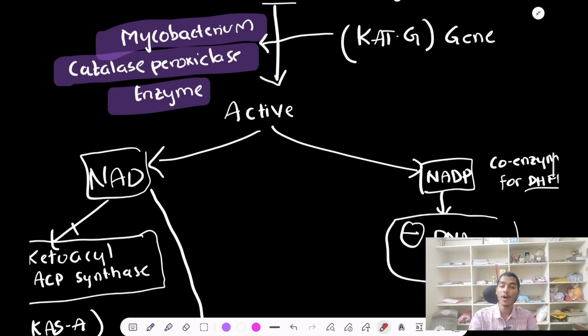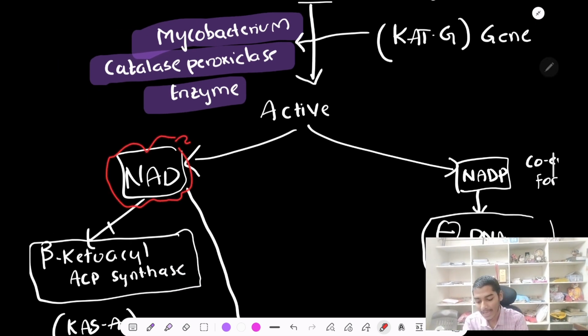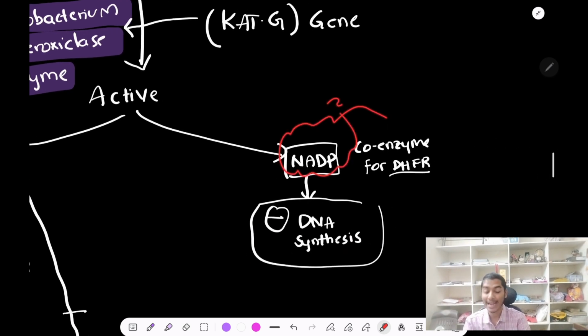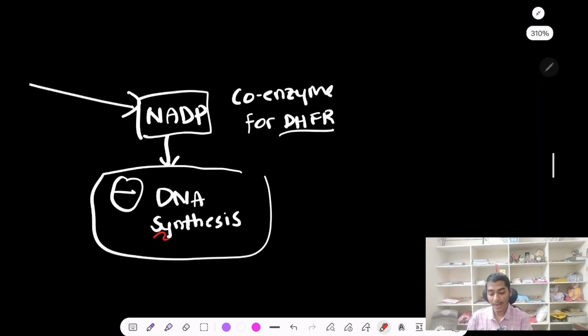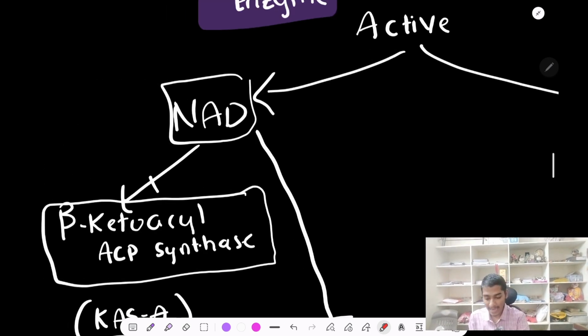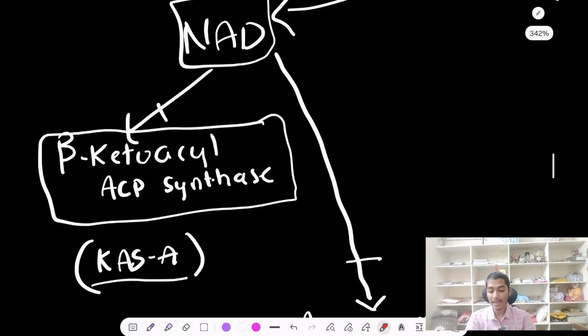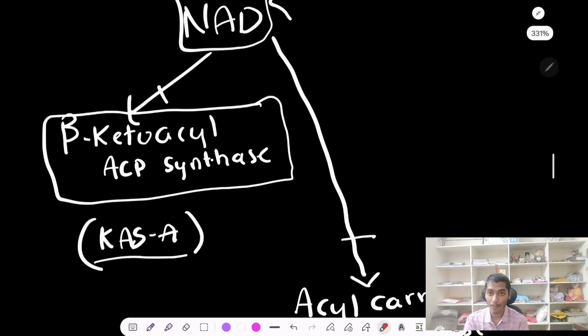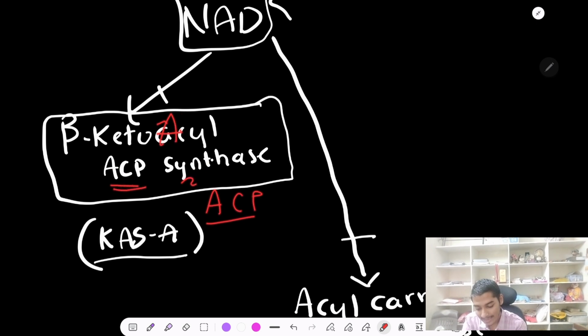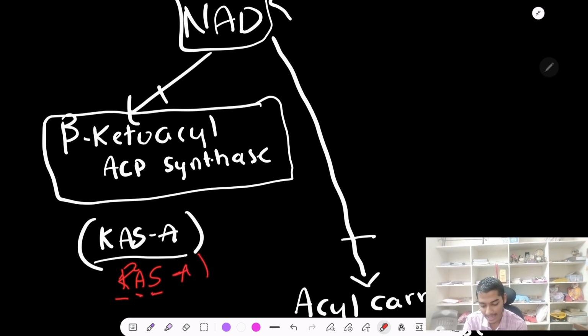Now what happens, this active form of isoniazid complexes with NAD as well as NADP. This NADP is a coenzyme for dihydrofolate reductase, so it inhibits DNA synthesis also. But this is a minor mechanism of action. The major one is this: the NAD inhibits beta ketoacyl ACP synthase. As the name indicates, beta ketoacyl ACP synthase, we have the KasA gene.